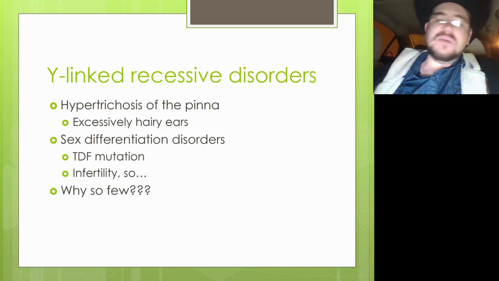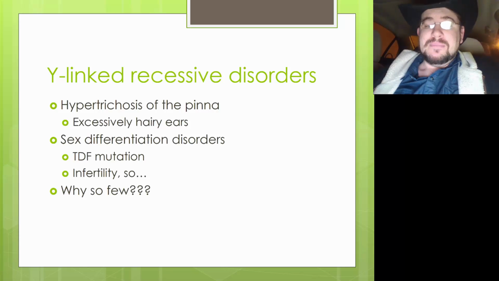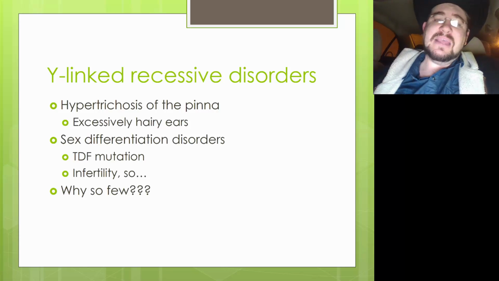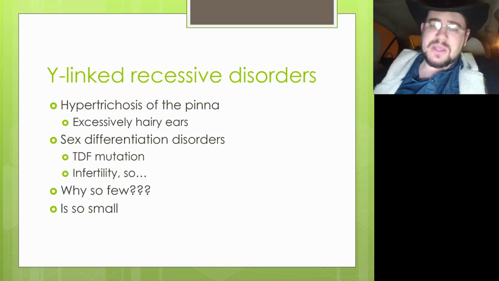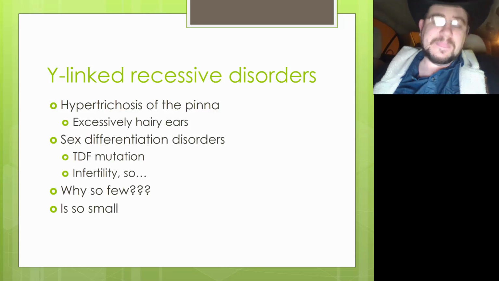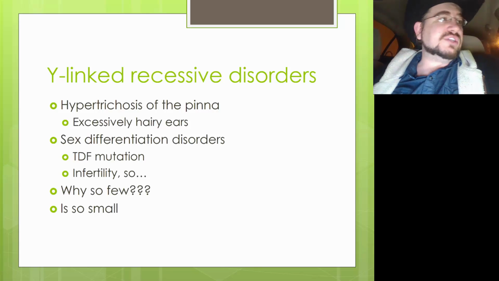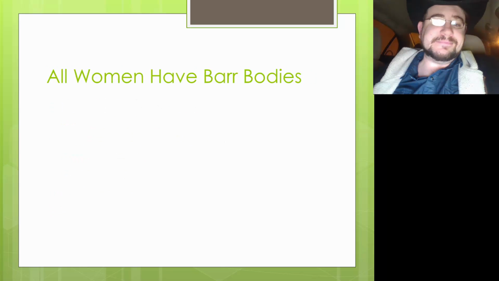So why are there so few Y-linked disorders? The Y chromosome is tiny. It's almost useless. It produces a male, and that's about it. He's so small. He's so very small. Not a lot of genes on there. Apparently, it's just genes for your hairy ears and having a penis.